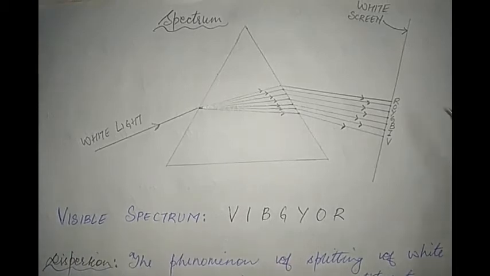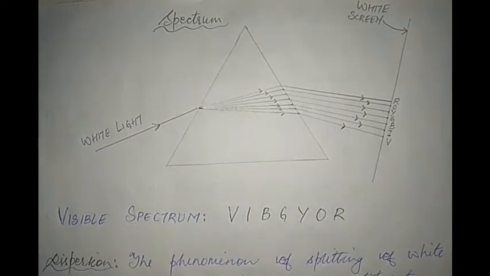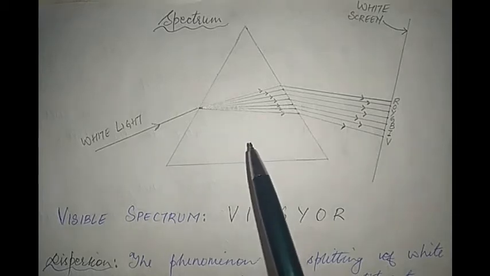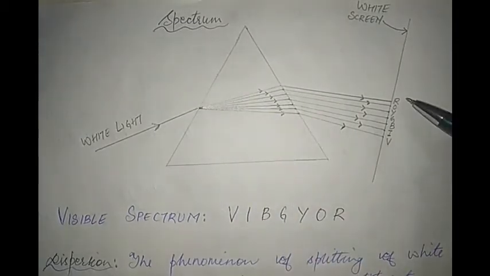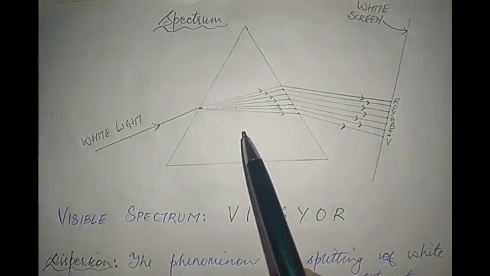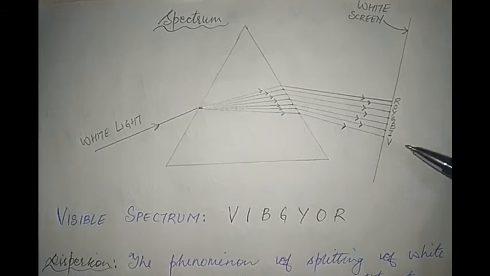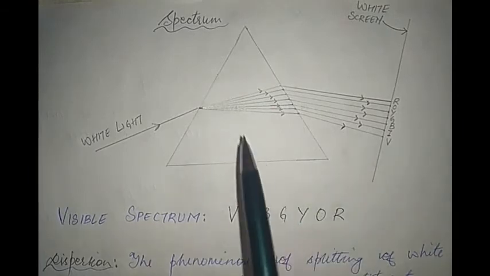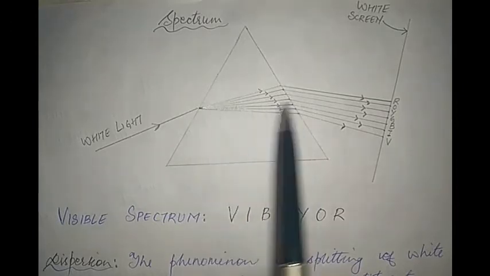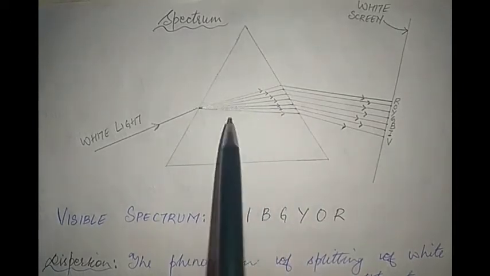Now we've already learned that these 7 different colors travel with the same speed in air or vacuum. But inside any other medium, like for example inside the material of this prism, they travel with different speeds, and thereby the refractive index of the material of the prism is different for all these different colors, because of which they refract by different amounts, or in other words, they split inside the prism.